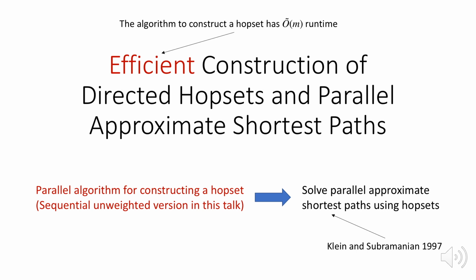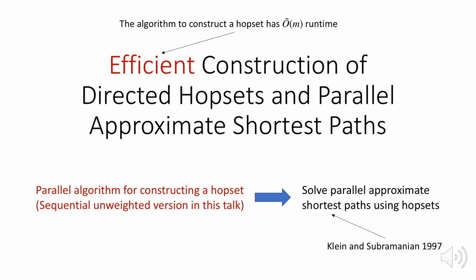Now I'll go back to explaining our title: efficient construction of directed hopsets and parallel approximate shortest paths. By efficient, I mean the algorithm can construct a hopset in nearly linear time, where nearly linear means O tilde of m, which is m times some polylogarithmic factor.